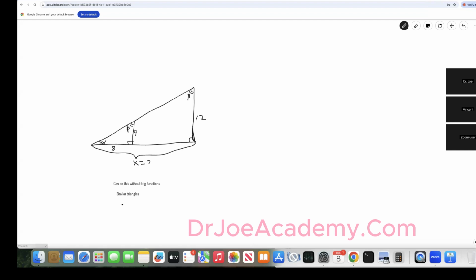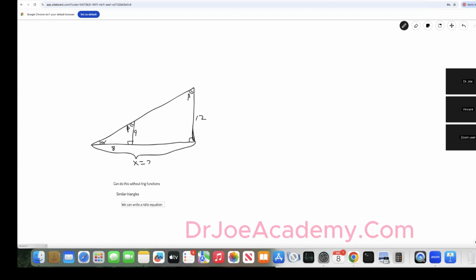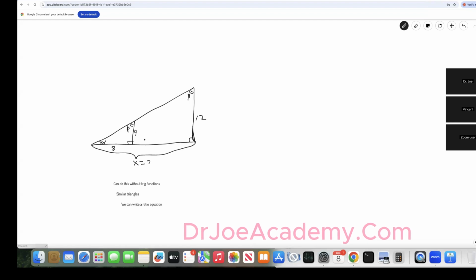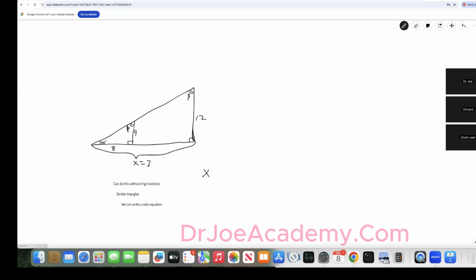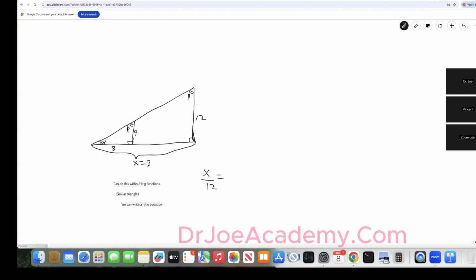So that means that we can write ratios. We can write a ratio equation, right? So we might say that the corresponding side ratios are equal to each other. So we might say that x, the bottom x, is to 12 as the bottom of the little one is to its altitude, this vertical line. So the bottom is 8 and the vertical line is 9.